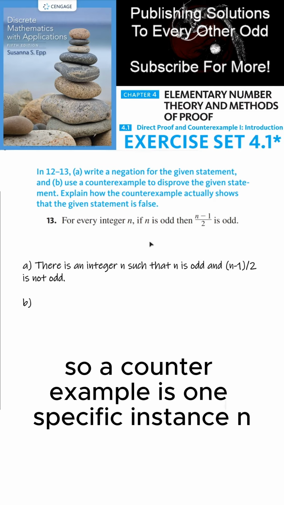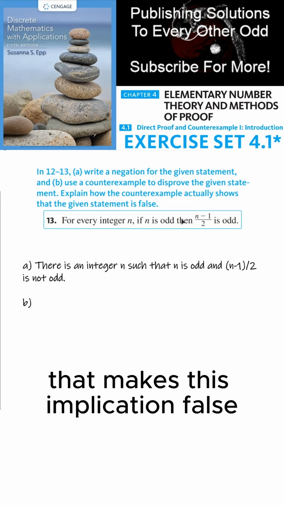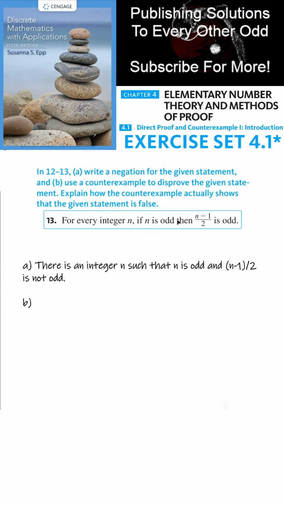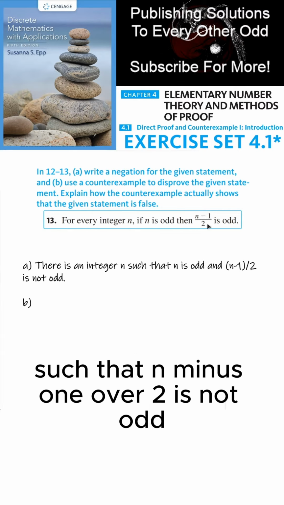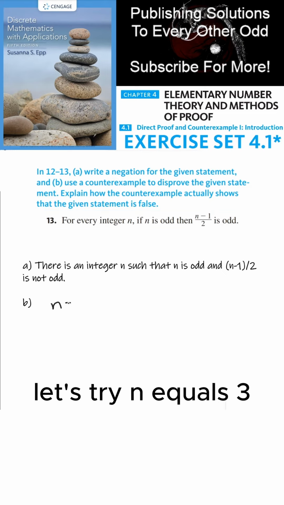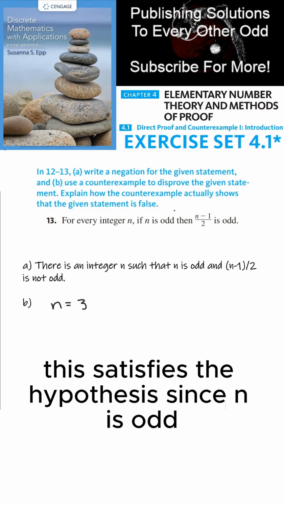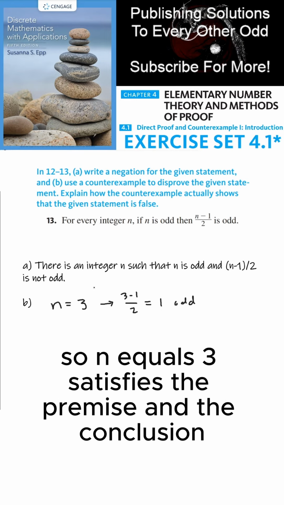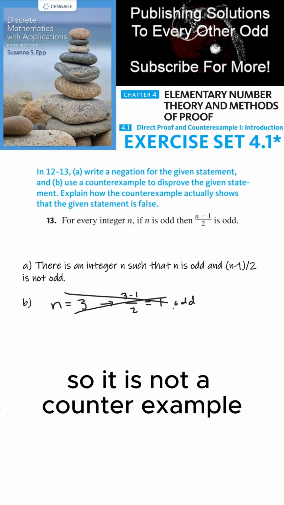A counterexample is one specific instance n that makes this implication false. So we need an integer n that is odd, such that (n - 1)/2 is not odd. Well, let's try some things. Let's try n equals 3. This satisfies the hypothesis since n is odd, since 3 is odd. But (3 - 1)/2 is 1, which is odd. So n equals 3 satisfies the premise and the conclusion, so it is not a counterexample.